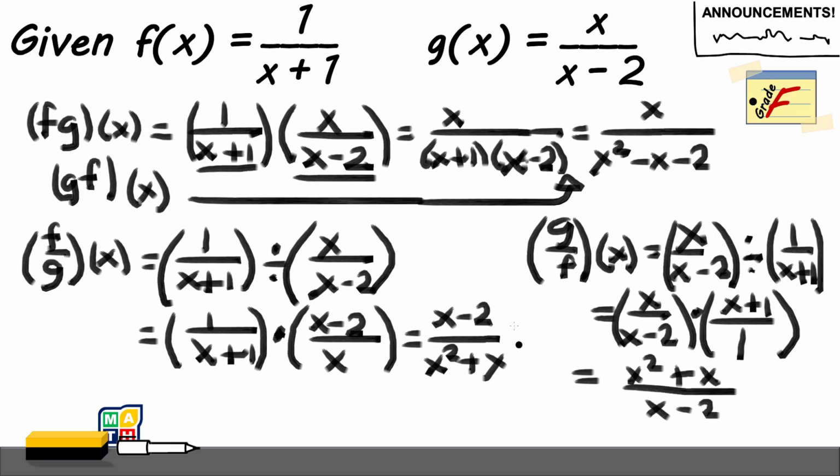Notice the two answers for division. They are not the same. This supports the idea that there is no commutativity for division. And this is how we multiply and divide functions expressed as rational expressions.